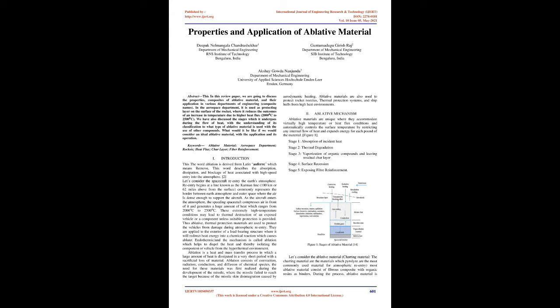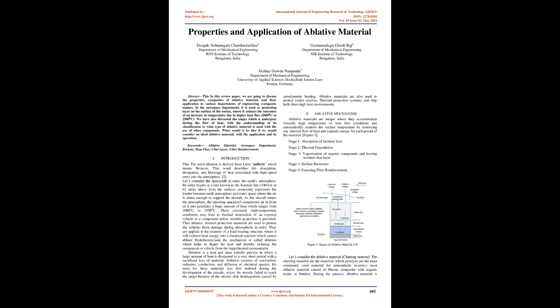Composite names. In the aerospace department, it is used as a protecting layer on the surface of the rocket, where it reduces the outcomes of an increase in temperature due to higher heat flux, 2000 degrees Celsius to 2500 degrees Celsius. We have also discussed the stages which it undergoes during the flow of heat, with the understanding of its classification to what type of ablative material is used with the use of other compounds.